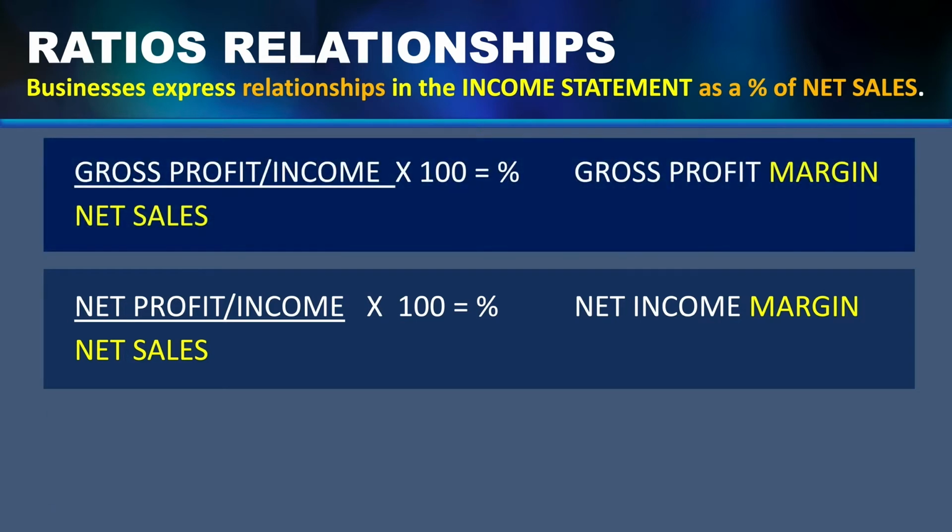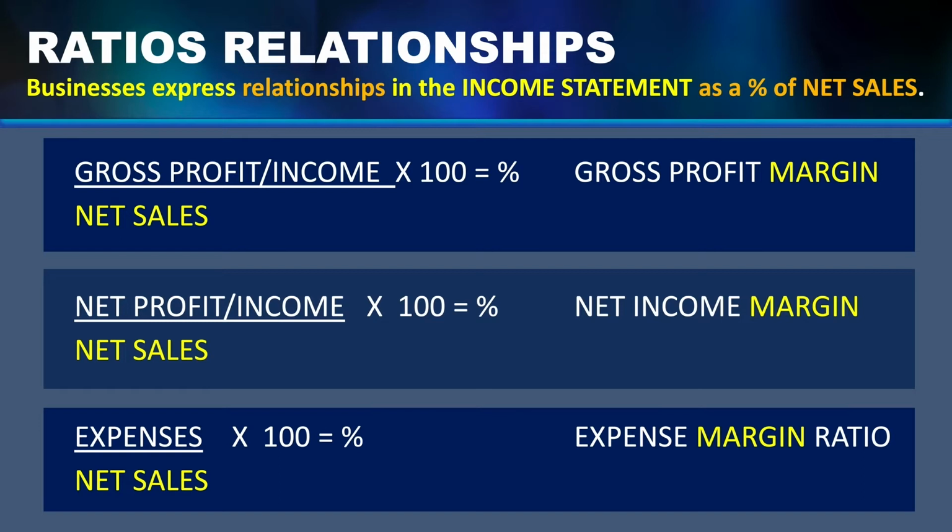There are two other ratios that you can use. That is your gross profit margin and your expense margin. These are two other ratios that use a percentage of your sales. So your gross profit margin uses gross profit as a percentage of net sales, whereas your expenses margin ratio uses expenses as a percentage of your net sales. You will see a similarity in all of the formulas. It is whatever the name of the ratio is over net sales multiplied by 100, and the answer is expressed as a percentage.